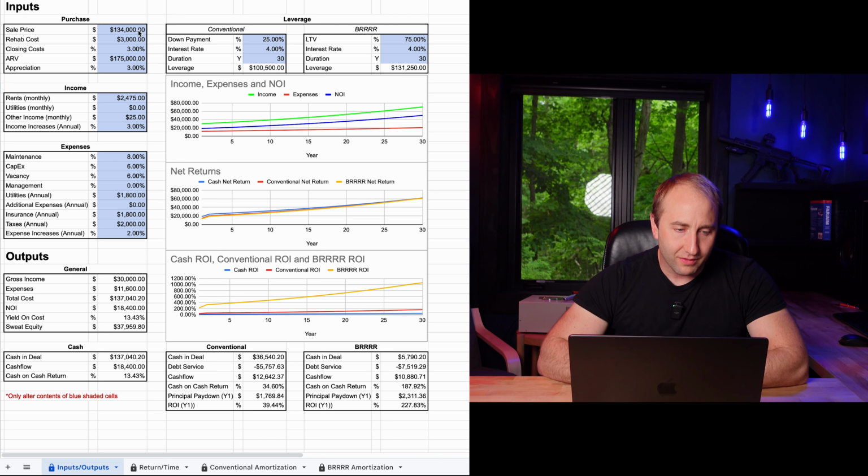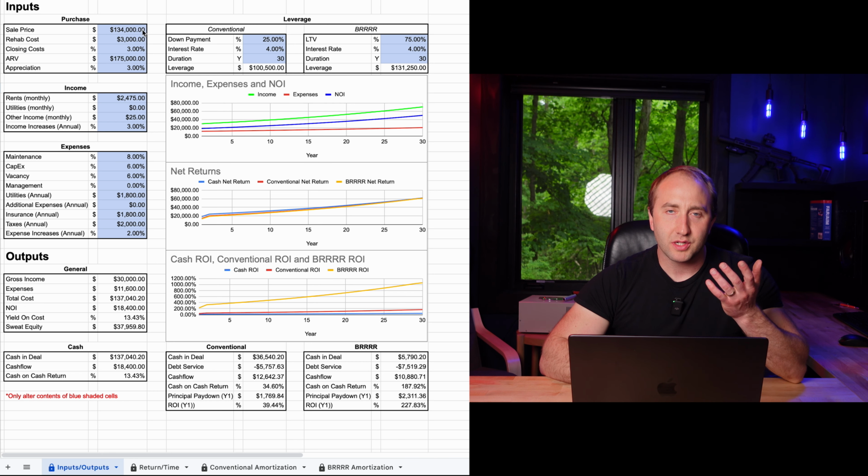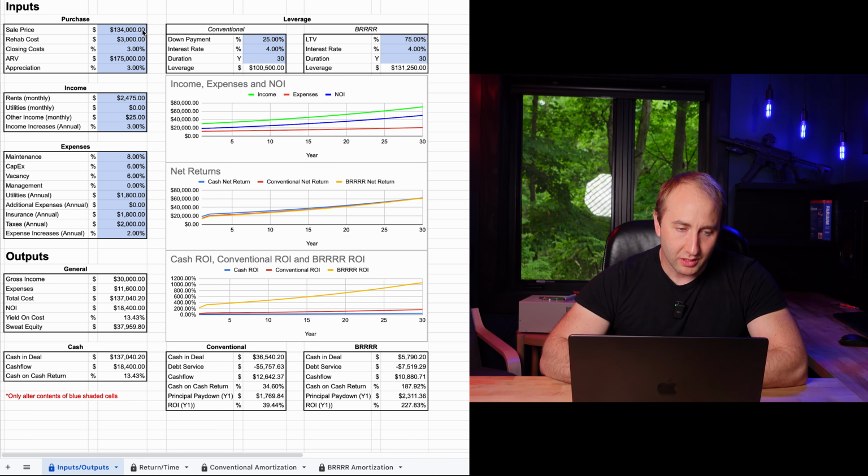So over here we have the sales price. I spent $134,000 on this property, or that was the sales price, because I took advantage of leverage. I didn't actually personally have to come up with that much cash in order to do the deal. Rehab cost, that's what you would spend in order to fix up the property and get it rent ready. As I said, this property was a cash flow play, so I didn't have to do much to it. It was essentially turnkey.